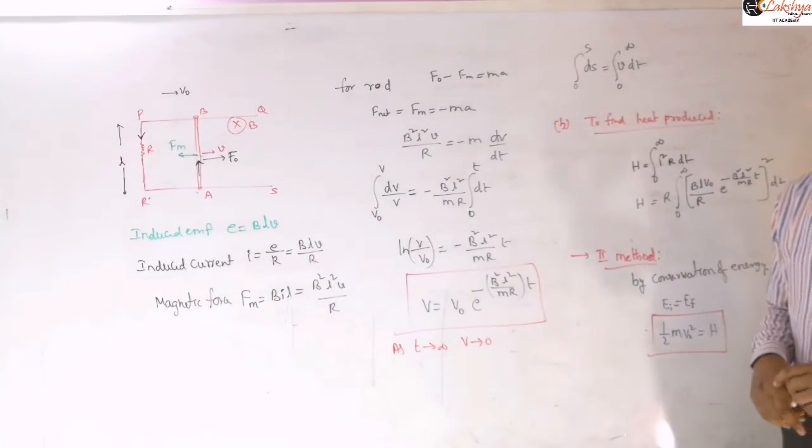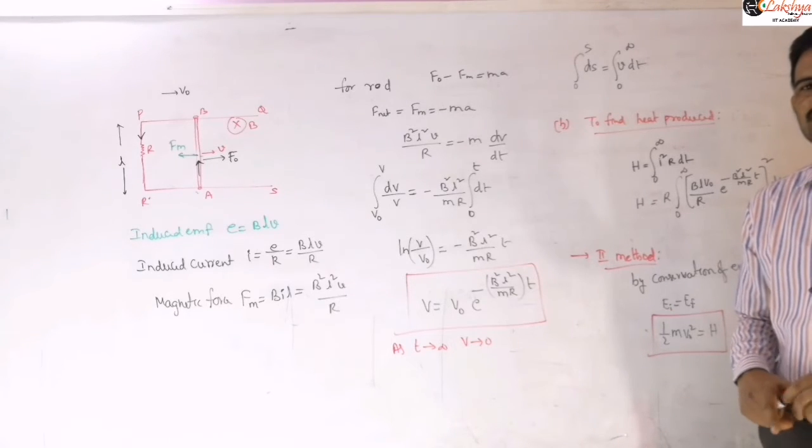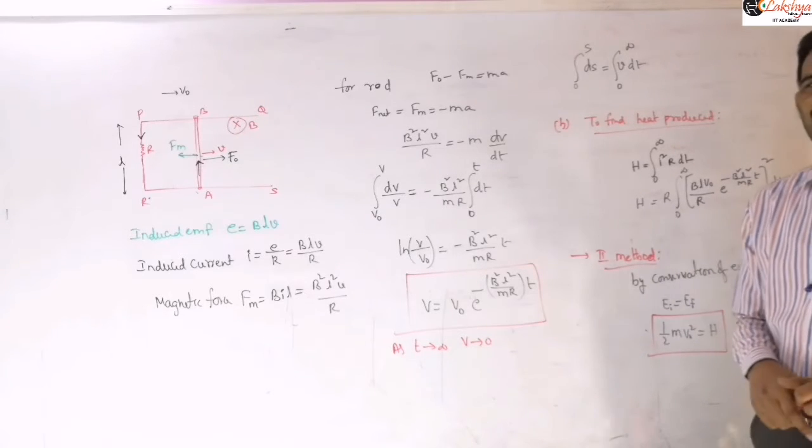And the next question, find the terminal velocity of the rod. So all of you know what the terminal velocity means.